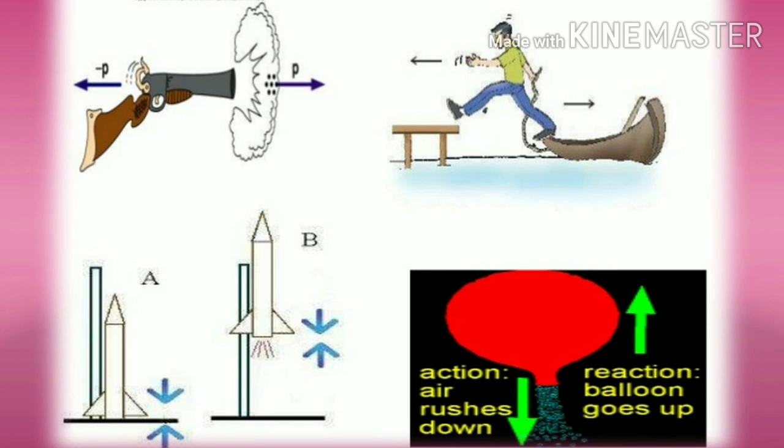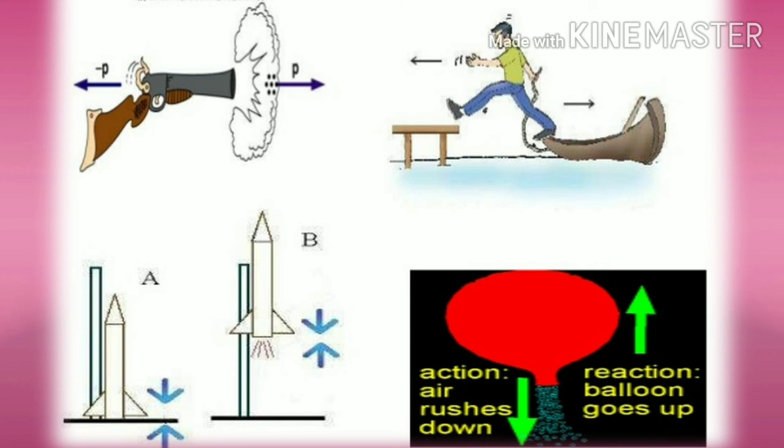Now see in this picture, one example is a gun. During gunfire, the bullet goes forward, but the gun comes backward. It means our force is at the front side. The bullet also creates a force on the gun, so it recoils the gun. So this is one example of the third law.